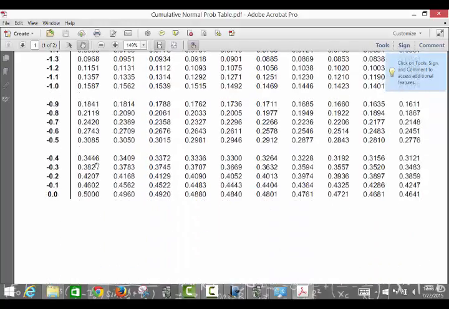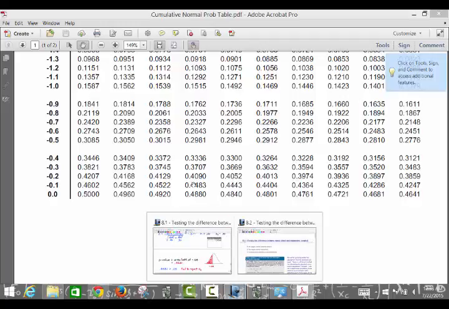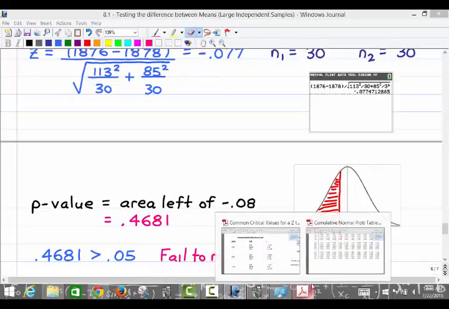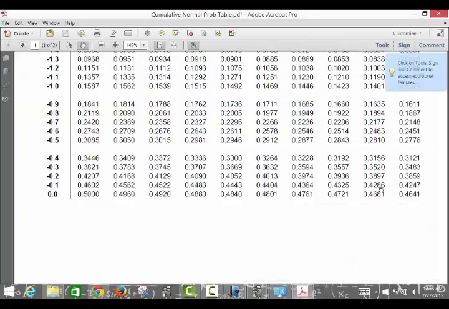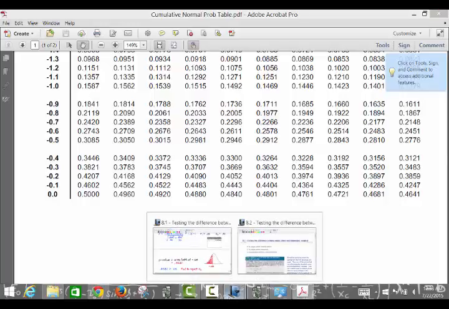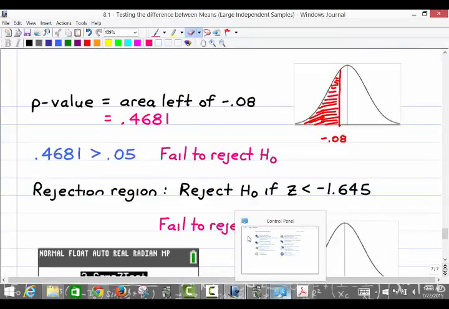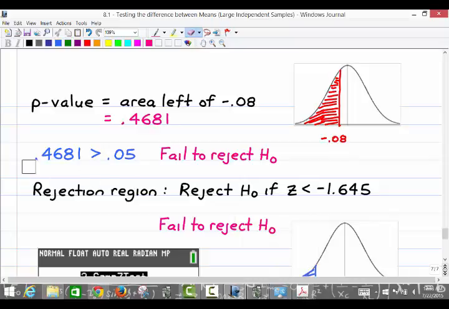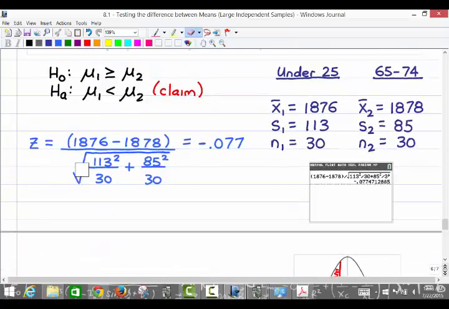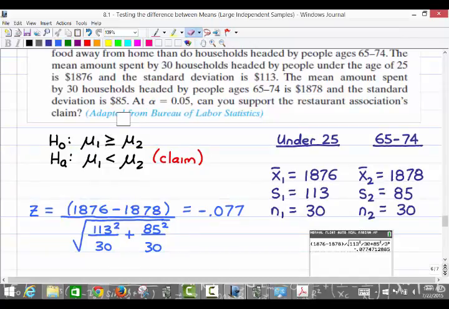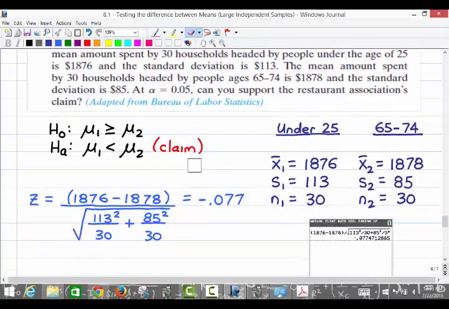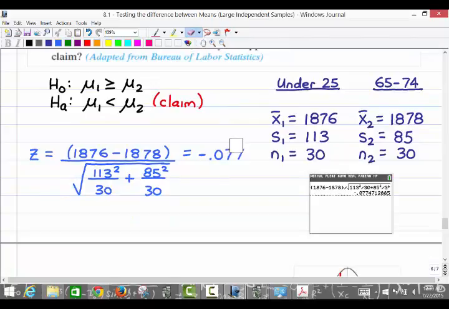Right here, I really should have a negative in front of this 0.0. Yeah, there's 0.4681. That's your negative 0.08 value. Well, it wouldn't matter too much because that's 0.4681. That's way greater than 0.05. So we fail to reject. Therefore, we do not have enough evidence to claim that the under age 25 group spends less. We just can't say it based on that data.